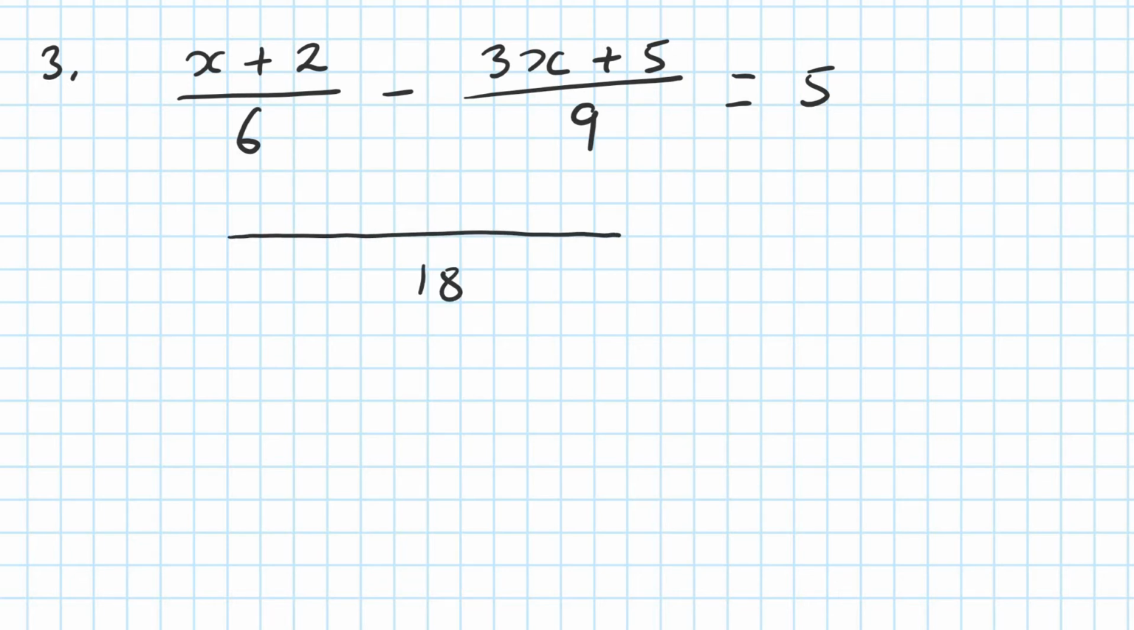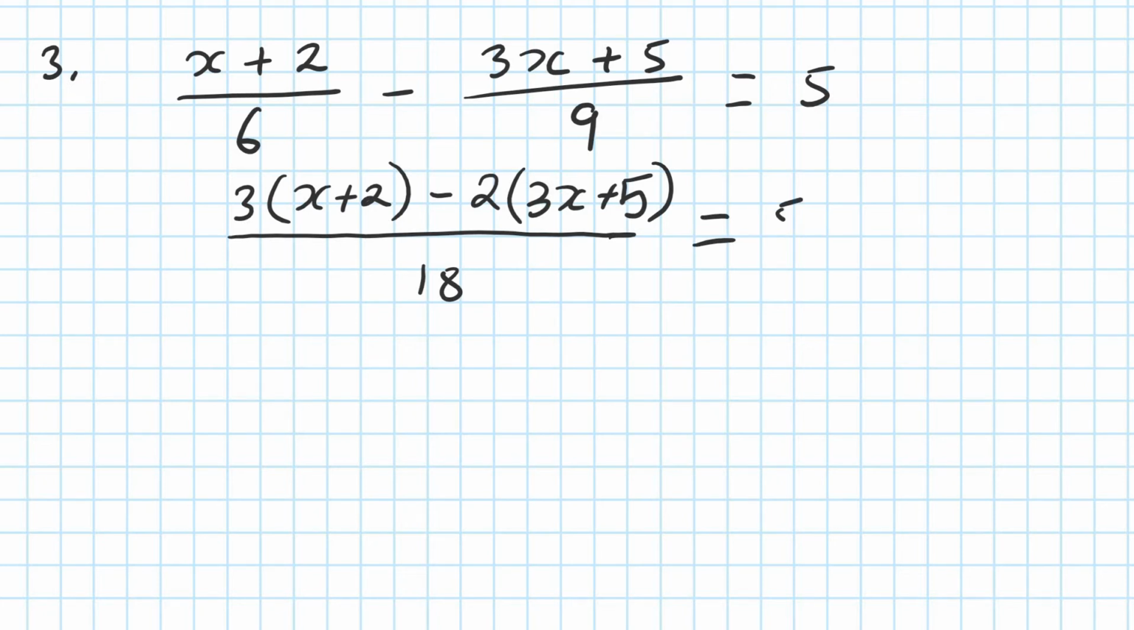Now from 6 to 18 is 3 times, so therefore the top here must be times by 3 as well. That means 3 times more than 1 term, of course, so open and close bracket first. And then from 9 to 18 I double, so that means the top must be times by 2, so minus 2 lots of (3x plus 5). I just rewrite the 5 a bit better, and then it is equal to 5 on this side.